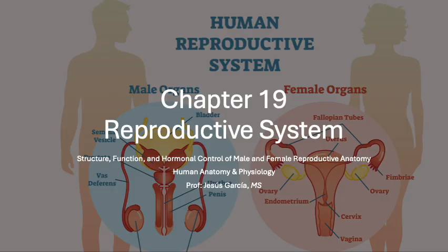By the end of this lecture, you should have a strong understanding of how the anatomy supports key physiological processes like gamete production, fertilization, and pregnancy. Let's start by taking a broad look at the purpose and components of this complex and fascinating system.